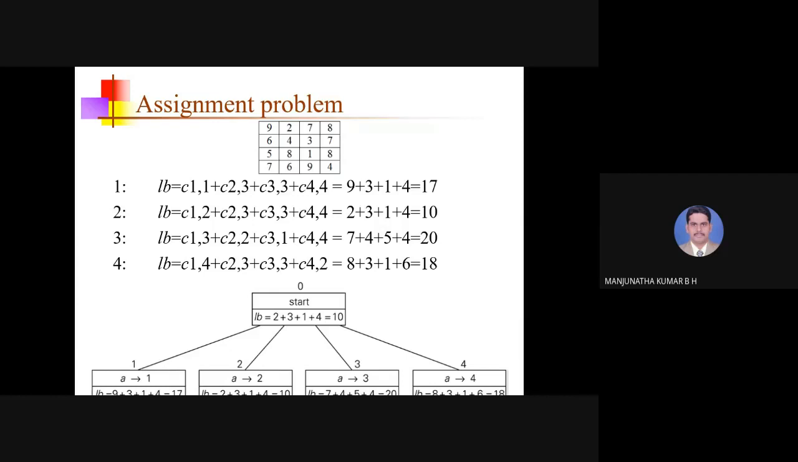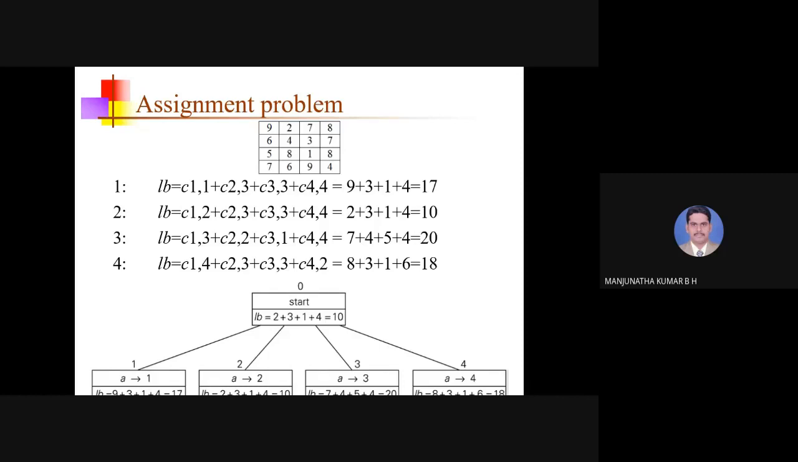Now the next part in solving this problem is, from the available 4 options, choose the best one. Which one is best with respect to the cost? First node cost is 17, second node cost is 10, third node cost is 20, and fourth node cost is 18. Now I am going to choose the second node as the best node. So I am going to treat the remaining 3 as non-promising nodes.